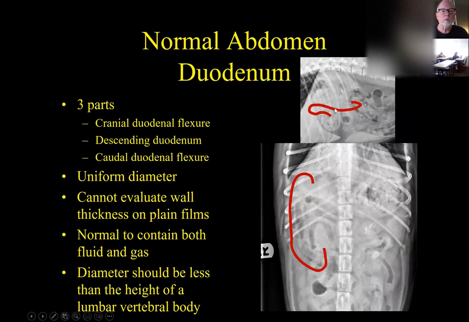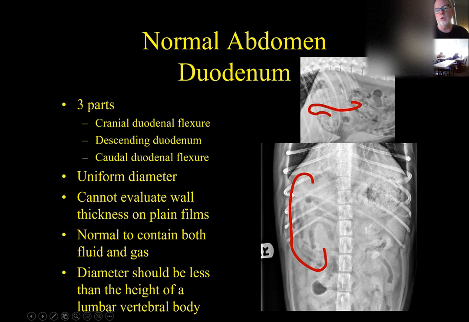Where does the duodenum live? Well, it depends if you're a dog or a cat. If you're a dog on the VD view, here's the fundic region of the stomach, and here's the pyloric, ill-defined area over here. The pylorus gives rise to the duodenum. As ingesta, gas and fluid leave the stomach, it goes into the duodenum first. Typically dogs will have a cranial duodenal flexure, then the descending duodenum. The descending duodenum in a dog lies immediately adjacent to the lateral body wall in all dogs.